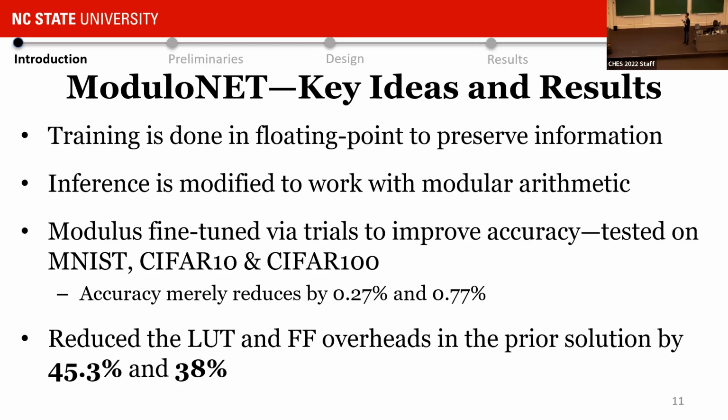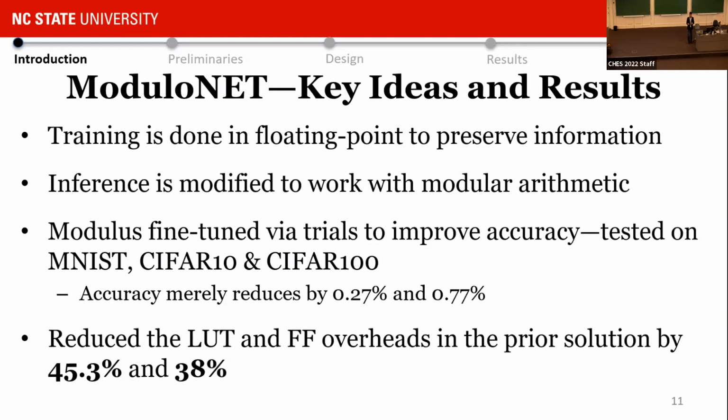That causes a very slight reduction of around 0.27% and 0.77% in the MNIST and CIFAR datasets. And by doing all these things, by efficient implementation of masking on additions, we were able to reduce the lookup table and flip-flop overheads in the prior solution, which was implemented using Boolean masking, by 45% and 38%.